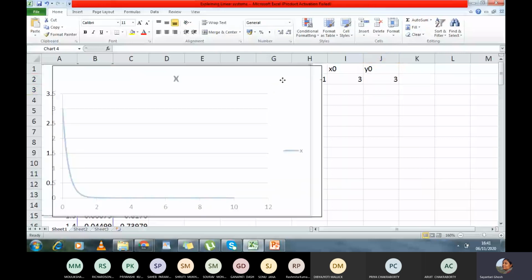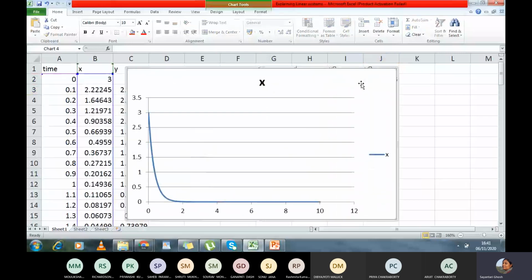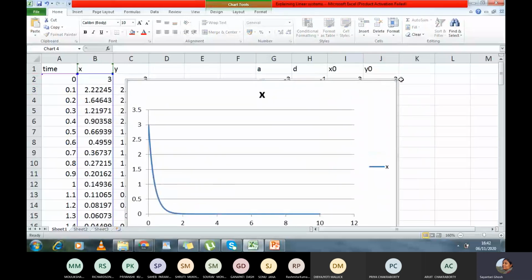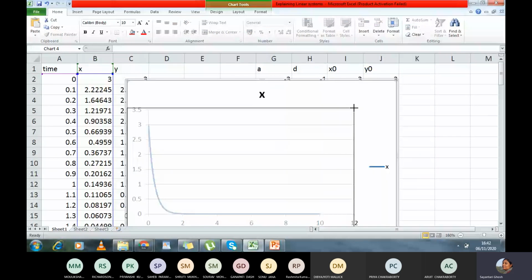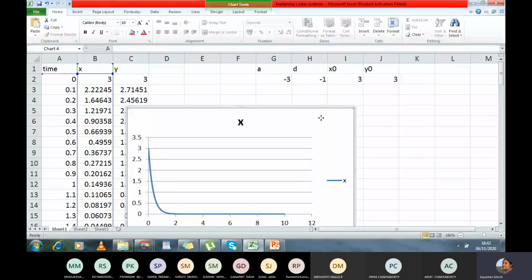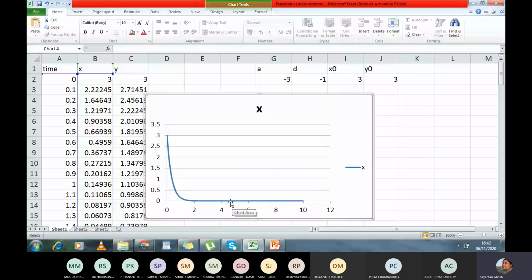Okay, so here you can see what is happening to x. X has started from 3, and that was the initial value of x, and it decayed exponentially, and it became 0 after a certain amount of time.